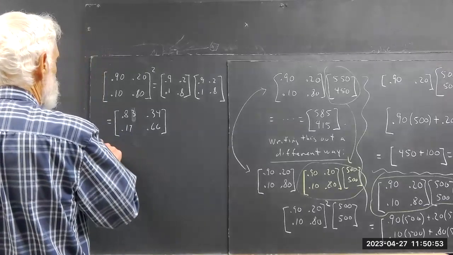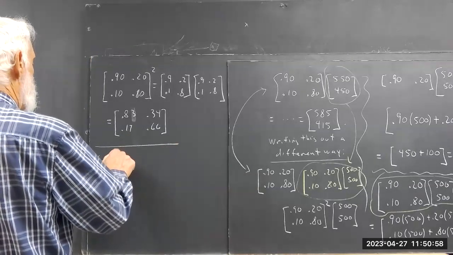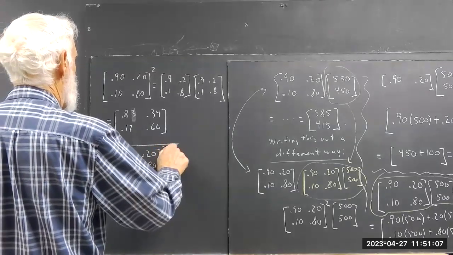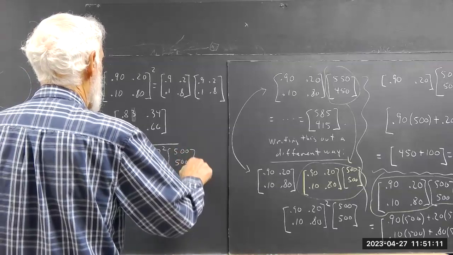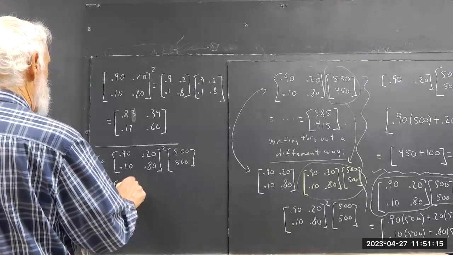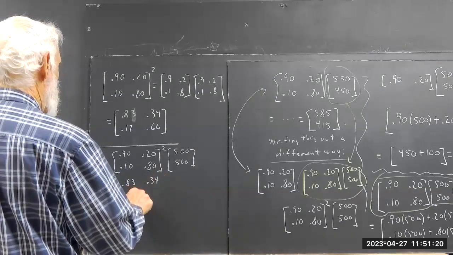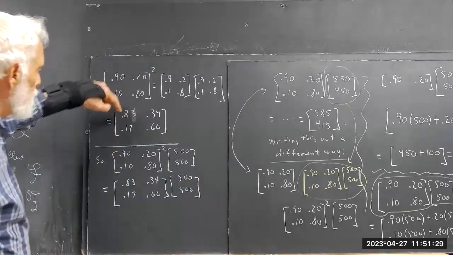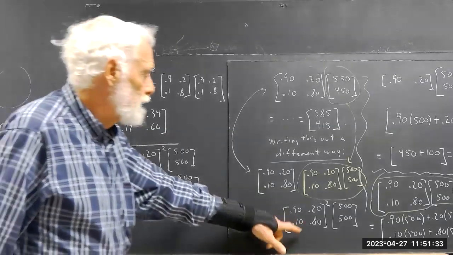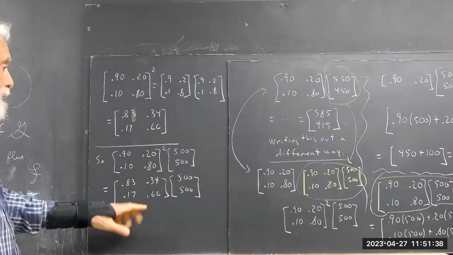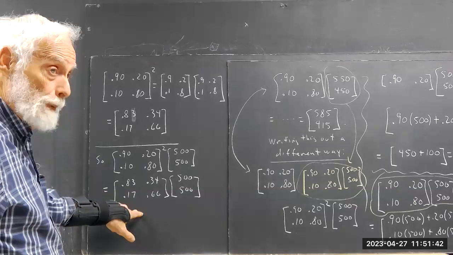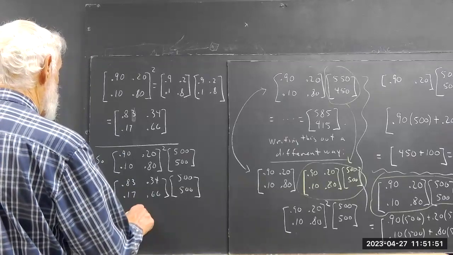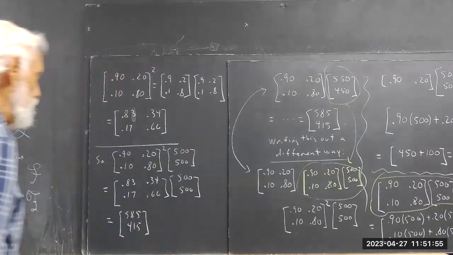Now, since the square of this matrix is this matrix, if I do this calculation, it's the same as just multiplying this one squared matrix by 500, 500. And that has to equal 585, 415.